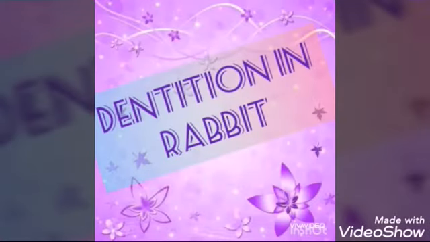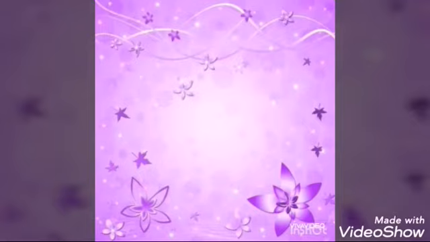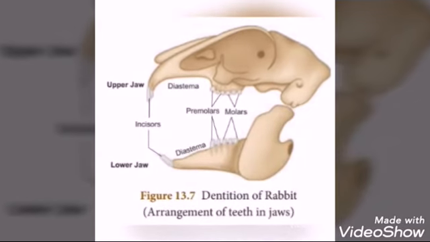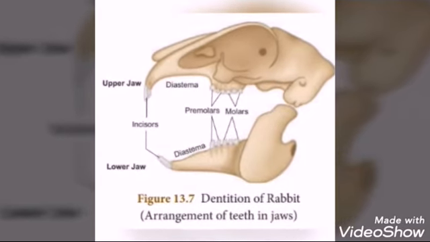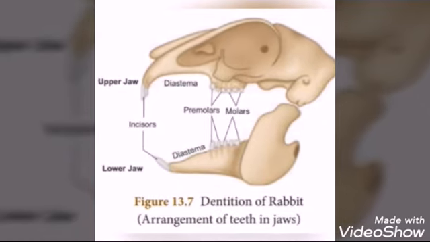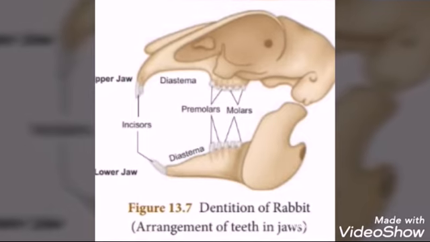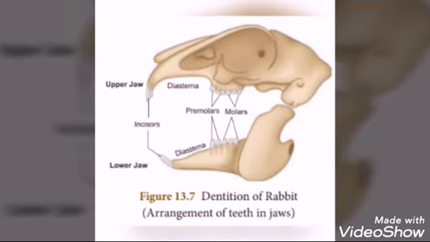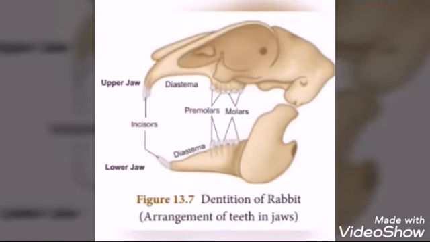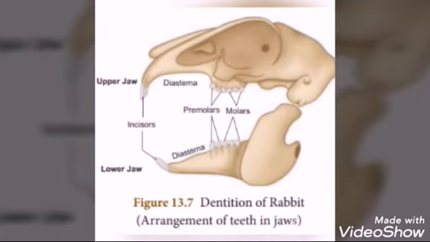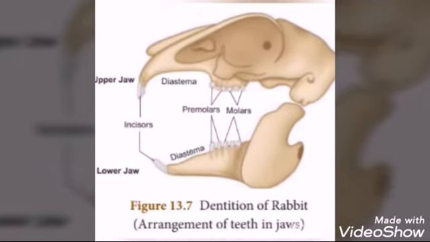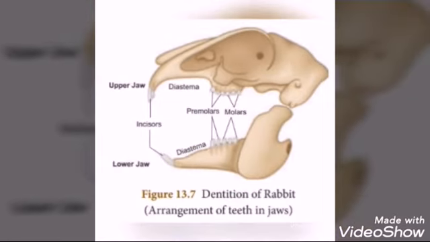Next topic, dentition in rabbit. Teeth are hard bone-like structures. They are used to cut, tear and grind the food materials. The rabbit has two sets of teeth, so it is called diphyodont dentition. Di means two. The two types of teeth are milk teeth and permanent teeth. Milk teeth are present in young ones and permanent teeth are present in adults.